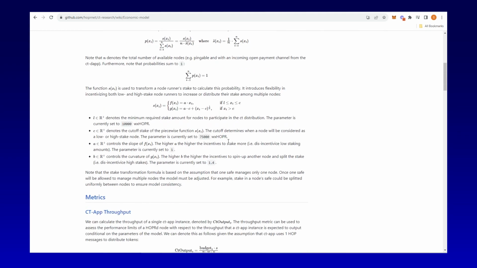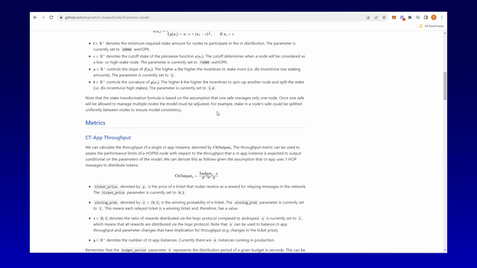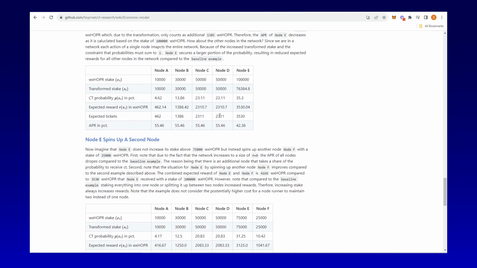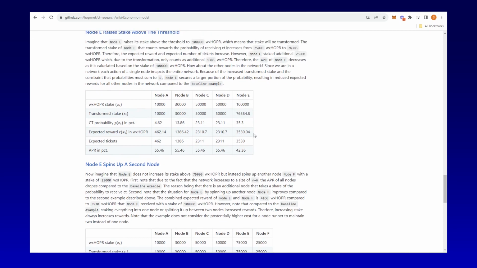So if we look at that here, that first 75,000 he had staked, which is below the upper threshold, to C, is just multiplied by A, and then you do 100,000 minus C, 75,000. That extra 25,000 he staked above the upper threshold, we apply the power function 1 over 1.4. So let's do that here.